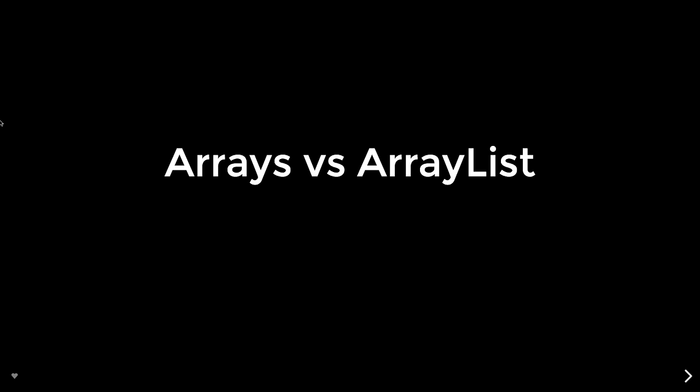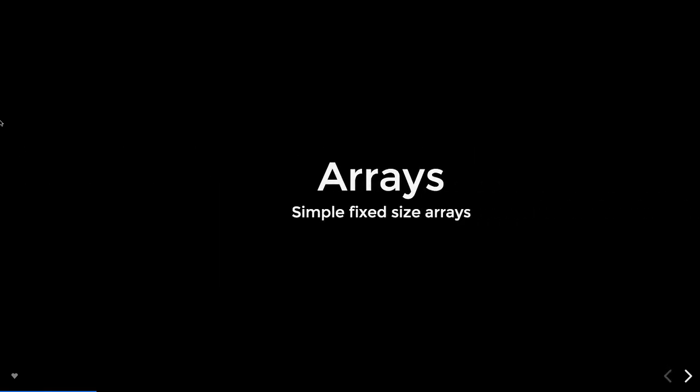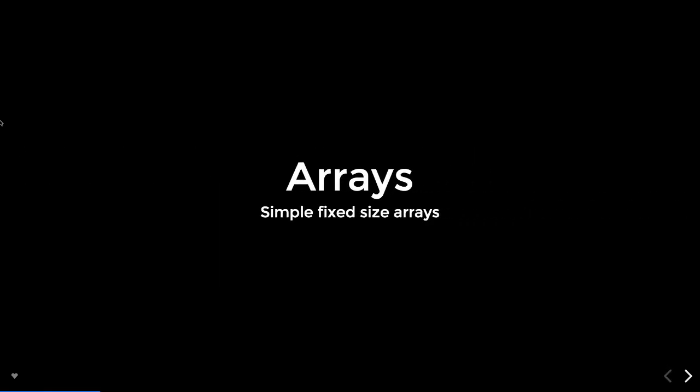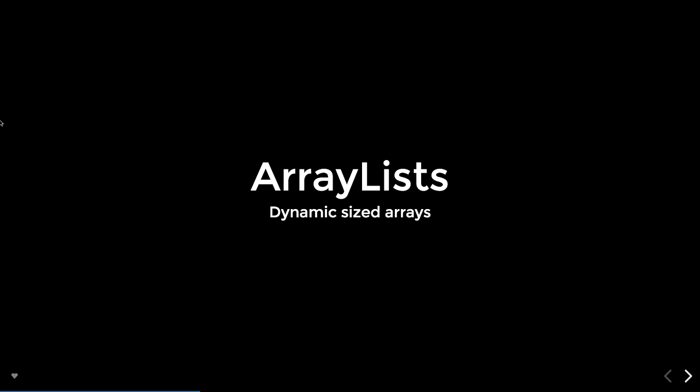Our topic for today is arrays and array list. So we'll first define what is an array and we'll define what is an array list. So an array is a collection of data that is simple and has the fixed size. This is basically the same with arrays in C. So what about the array list? Array list is still a collection of data, but it now has a dynamic size. So its size can actually change.